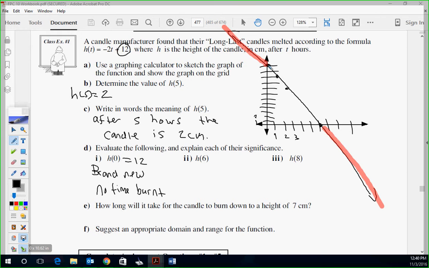h of 6. What's that? 0, right? So that means the candle is gone. And the one above that is 2 centimeters. Yeah, 2 centimeters. Thanks, Josie. Okay, h of 8. If I do h of 8, guys, I get -4. The significance is not possible. We can't have a candle that's -4 centimeters high.